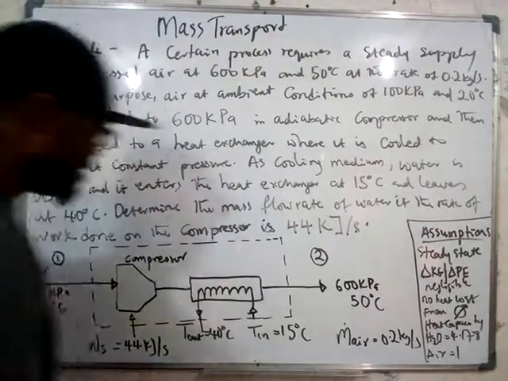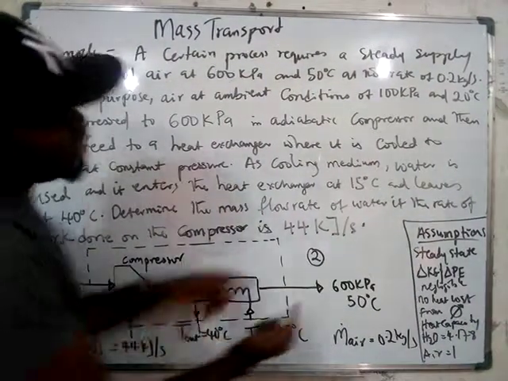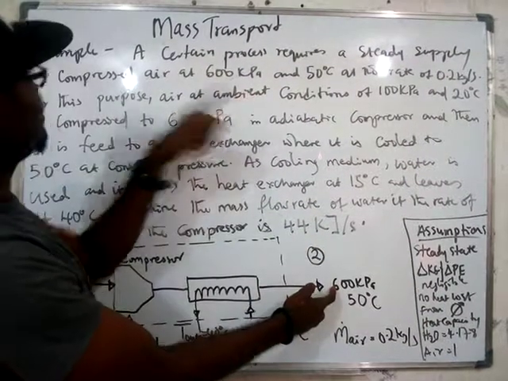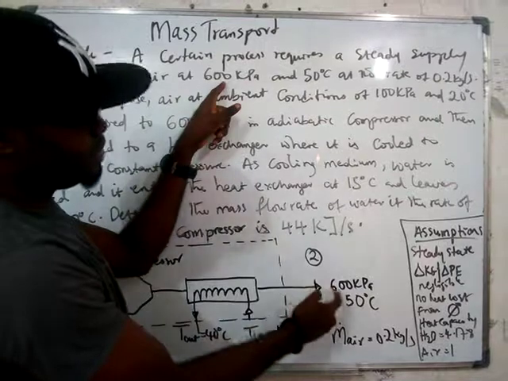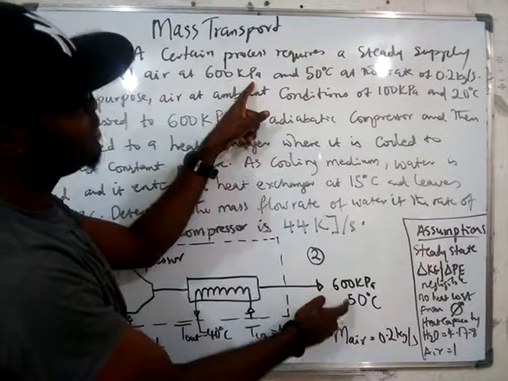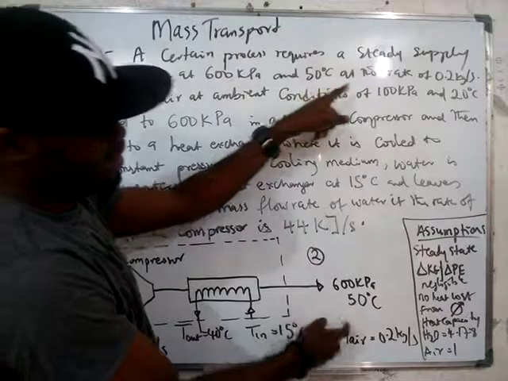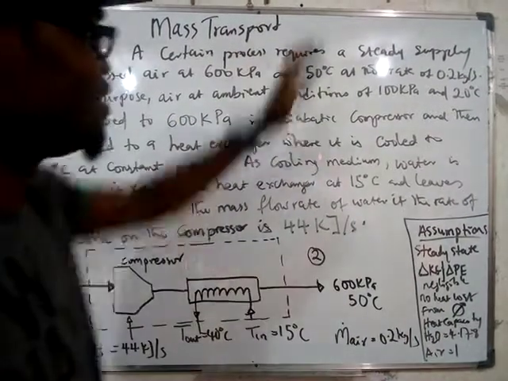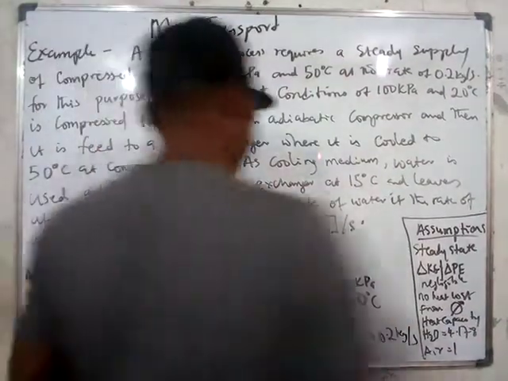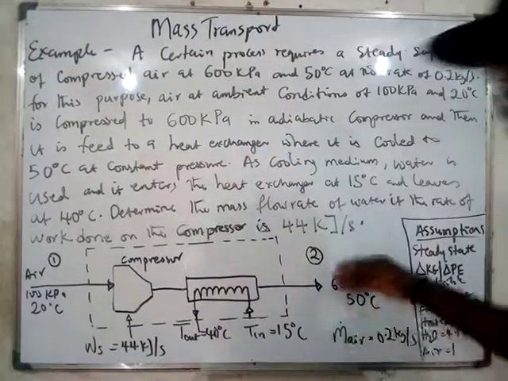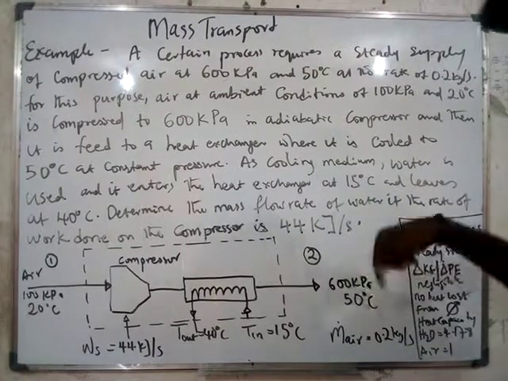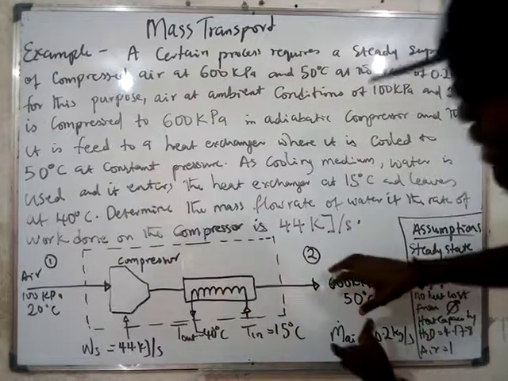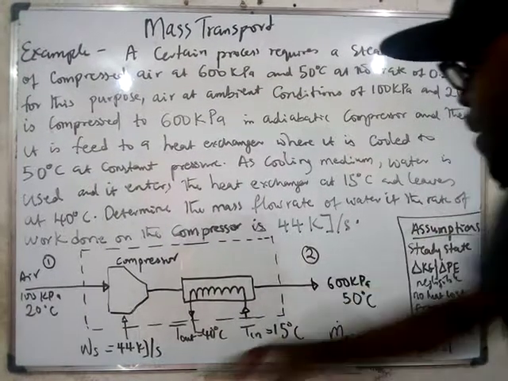It simply means that no matter what you're doing, make sure you're producing a steady supply of compressed air that has 600 kilopascal, 50 degrees Celsius, and 0.2 mass flow rate. That is what you're supposed to produce. So how do you come about this? What are you going to do in order to get what the process needs? This is what is needed, so you're supplying this to a process.